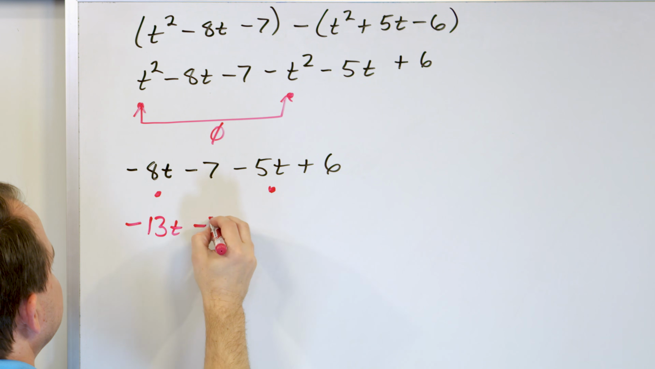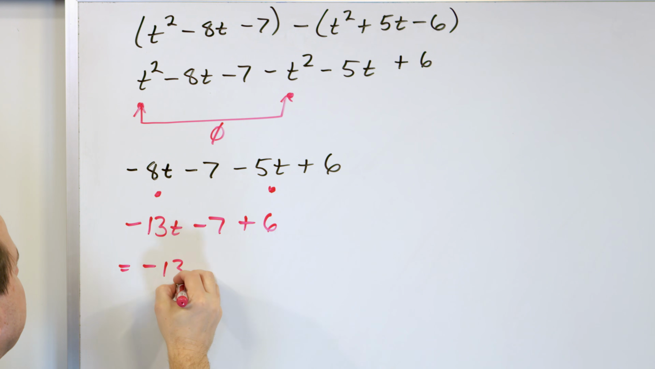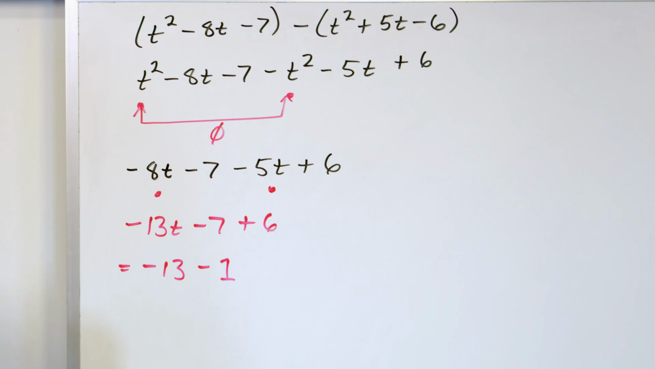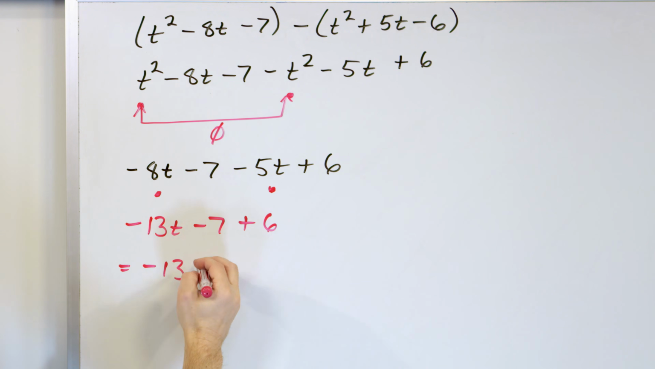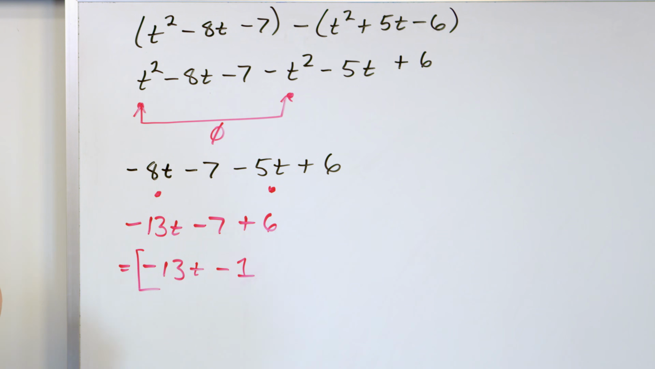Then I have the negative 7, then I have the positive 6. And then I can add those. What is negative 7 plus 6? You're going to get negative 1. So negative 13 minus 1, negative 13t, I should say. Almost made a mistake there. So here's negative 13t, then you have this guy, which is going to give you minus 1. This is the final answer to the problem.